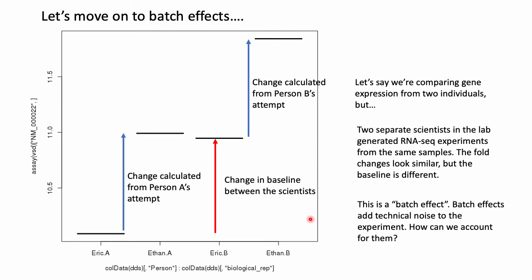But let's say we had some more information about these samples. For example, if we knew that both of the replicates were generated by two different scientists. The fold change that both treatments observed is thus similar, shown by the blue arrow, but the baseline is different between the control samples. This is a batch effect, and potentially explains the variance that we saw.